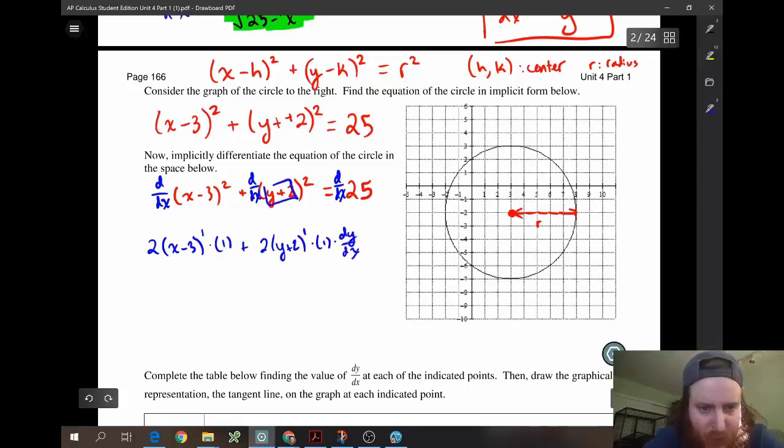The 1 is because it's something squared, it's not just x squared or y squared. And the derivative of 25 is 0. So this gives us, I'm going to leave it factored, 2 times (x minus 3) plus 2 times (y plus 2) dy/dx equals 0.